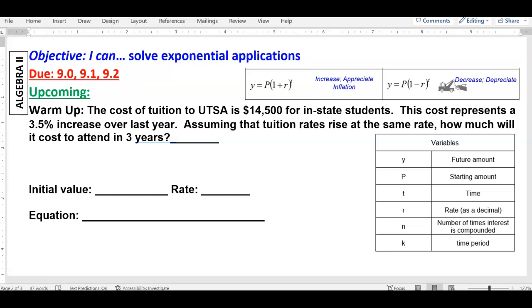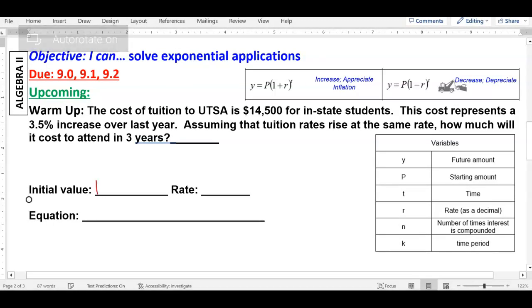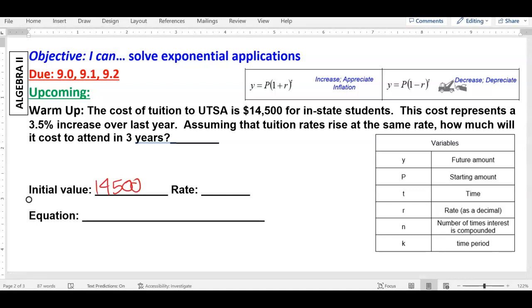What is my initial value? Let's read it. The cost of tuition at UTSA is what? $14,500, right? Okay, so that's my initial value, $14,500. Now my rate is in percent, and the only percentage I have here is how much the cost represents, a 3.5% increase. So my rate is going to be 3.5%.